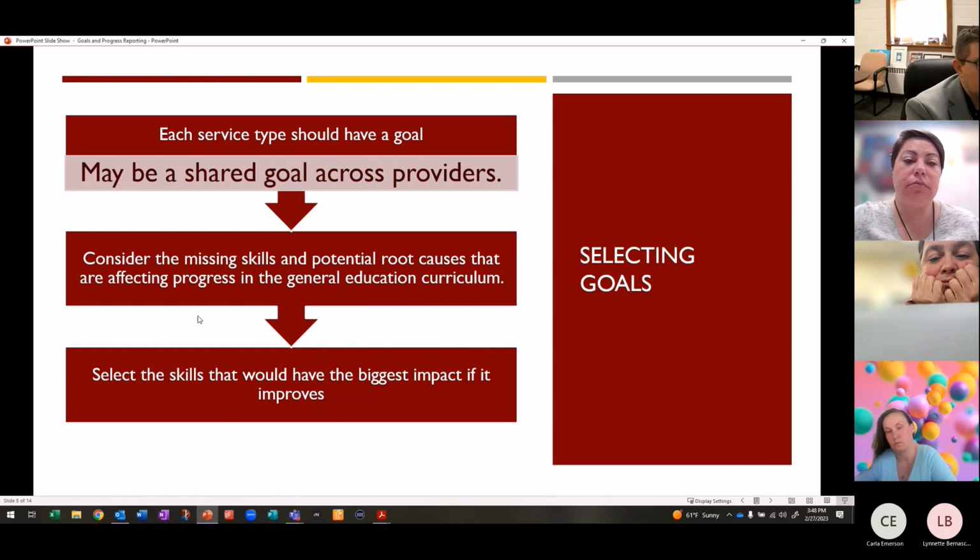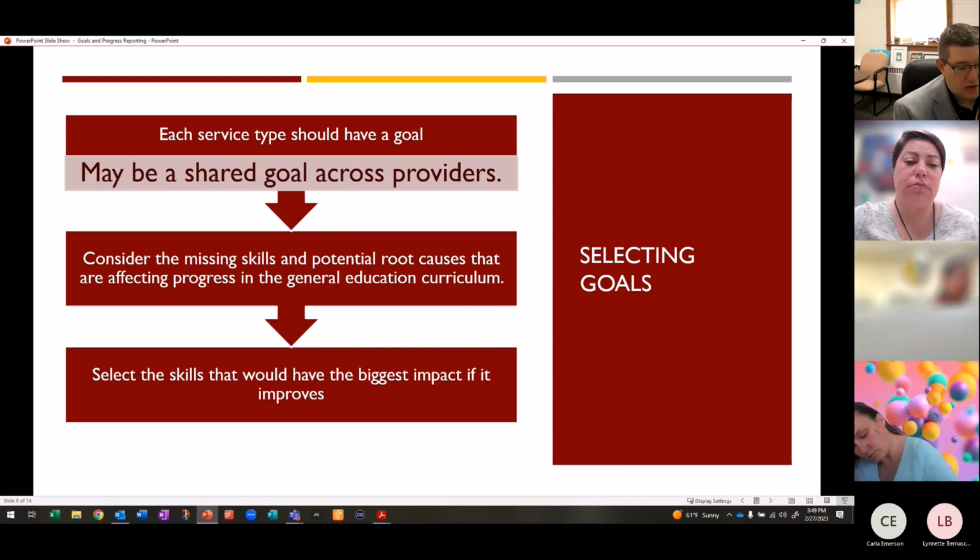When you're selecting, you want to consider the missing skills and the potential root causes that are affecting the progress in the general education curriculum. So what skills are difficult for this student, and what other things might be causing the challenges that we're seeing, and have goals that are addressing those. So select the skills that would have the biggest impact if they were to improve.